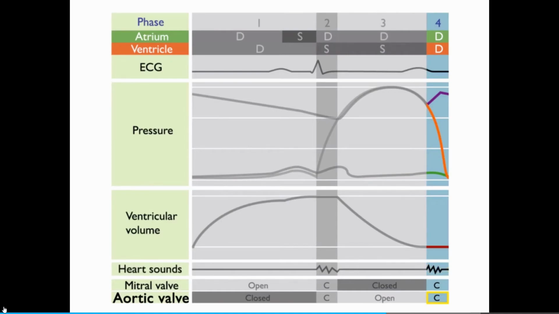At this point, both the semilunar valves and the atrioventricular valves are closed. With the ventricles relaxing and all the valves closed, there is a rapid decline in ventricular pressure. The volume in the ventricle remains at the end systolic volume, or ESV. Atrial pressure is slowly increasing due to venous return.